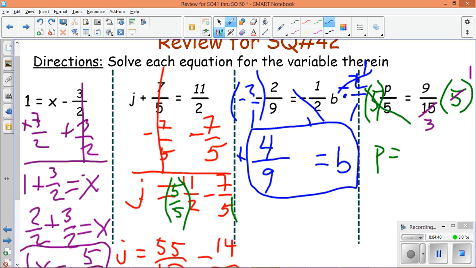And then, something that doesn't always happen but occasionally does, I have this 9 and this 3. They also have a common factor of 3. So what I'm going to do, I'm going to divide each of them by 3. The 3 becomes a 1, the 9 becomes a 3, and I have p equals 3 over 1, or p equals 3.